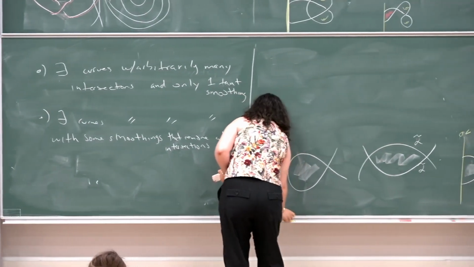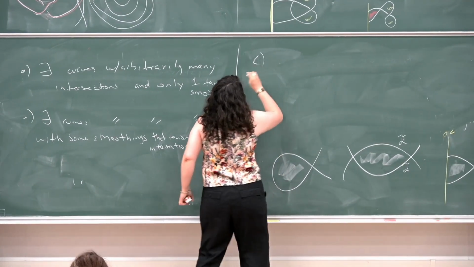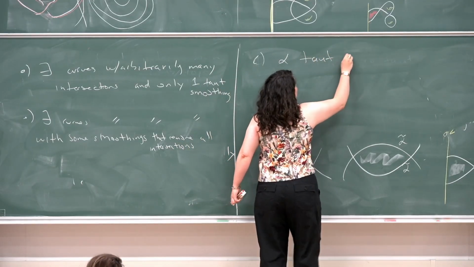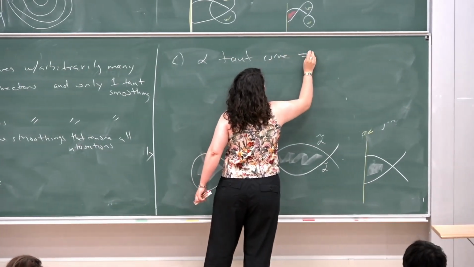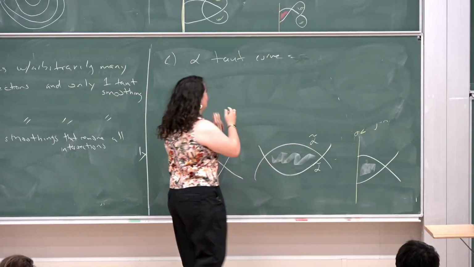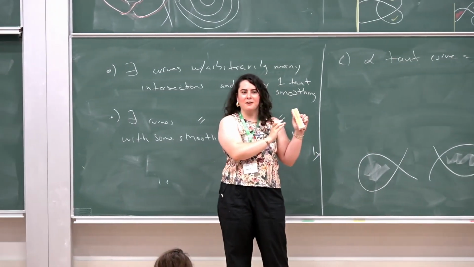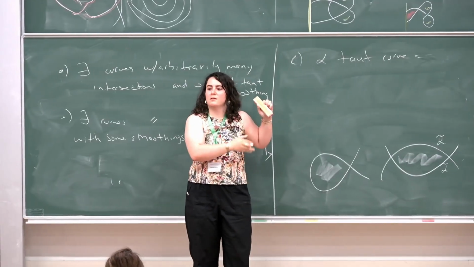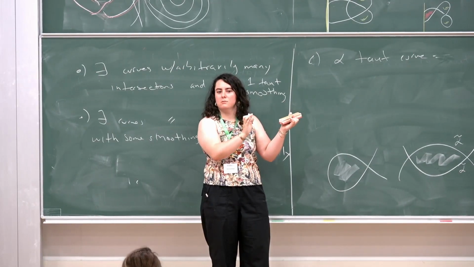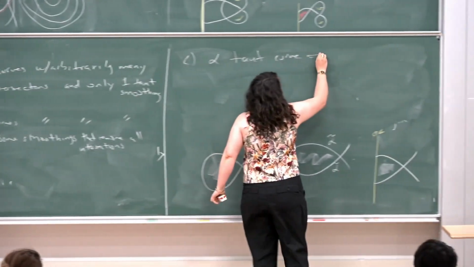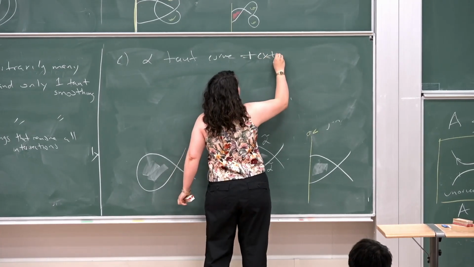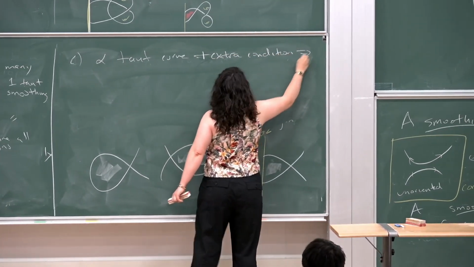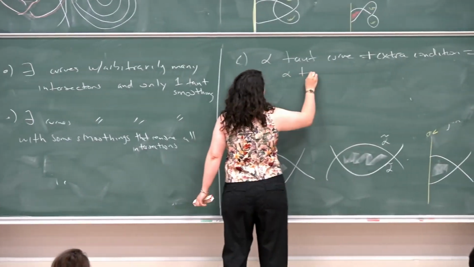So, third part. For curves, let me state the theorem in a very vague way, and if you really want to know the details, I can tell you later. So if you have a Taut curve that satisfies an extra condition, then the curve has a Taut smoothing.